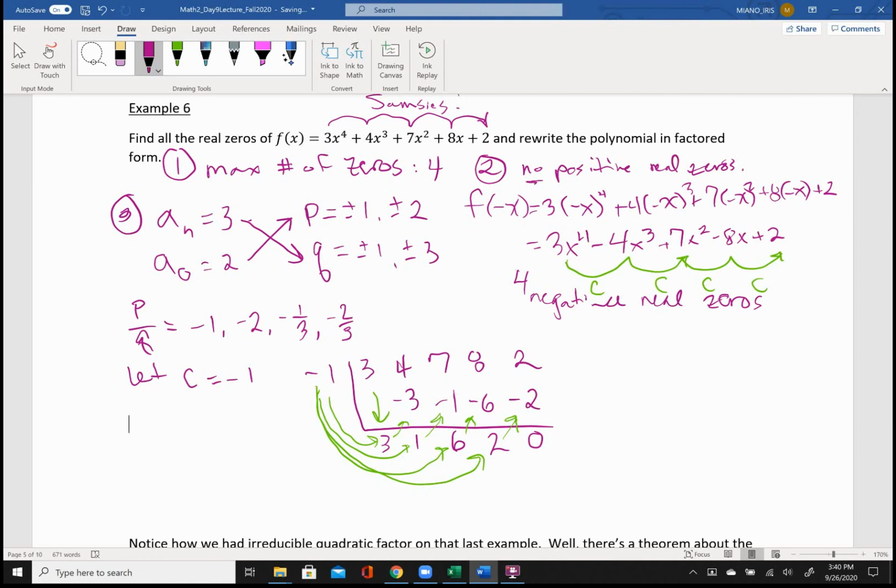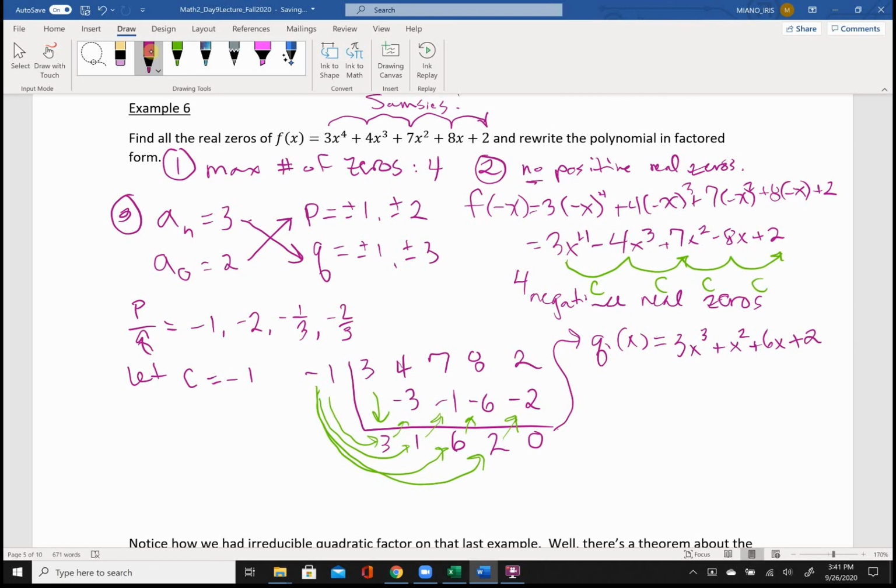Now, just to be clear, if you go through this process with the C that you pick as a possible 0 and you get anything other than 0 here, you have to start the synthetic division process again with another potential 0. So since I happen to have it here, I can just look at the depressed function, which is, so I'll go ahead and point to here and say q sub 1 of x is therefore 3x cubed plus x squared plus 6x plus 2.